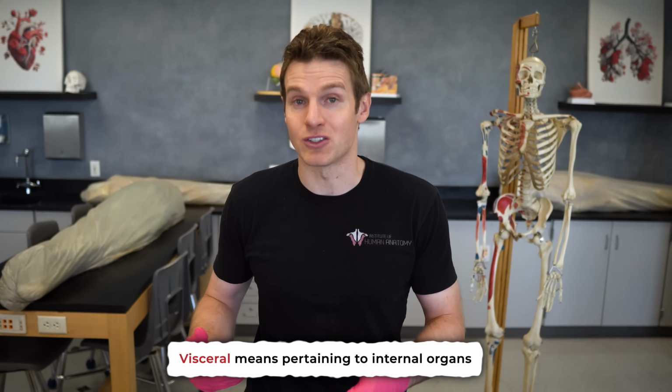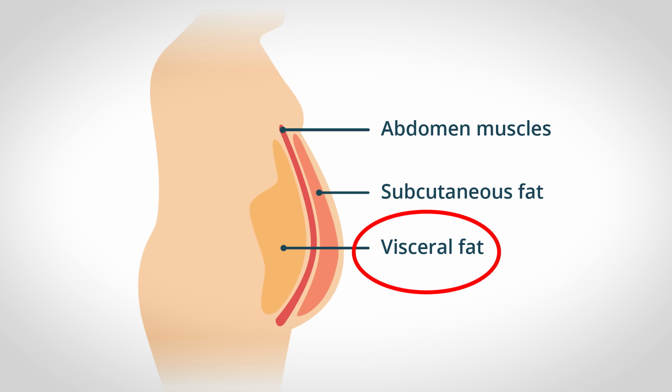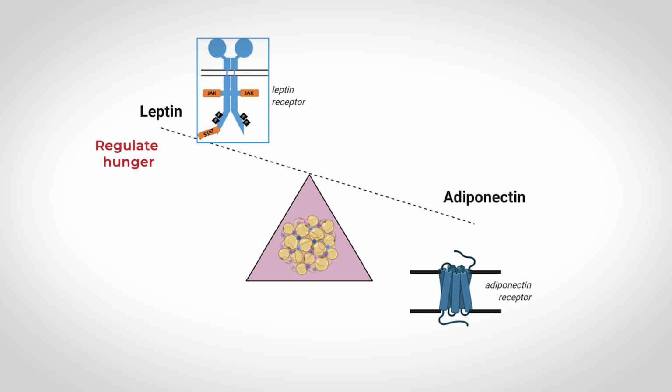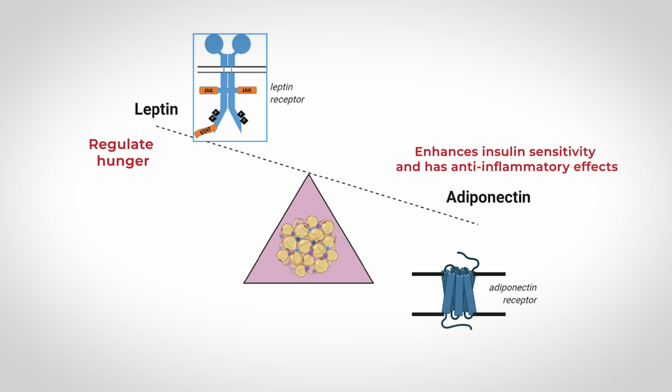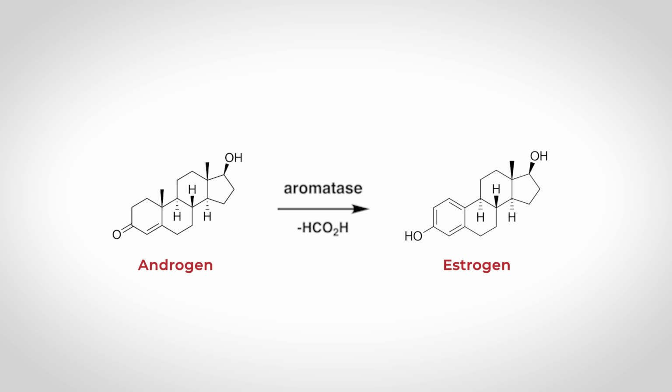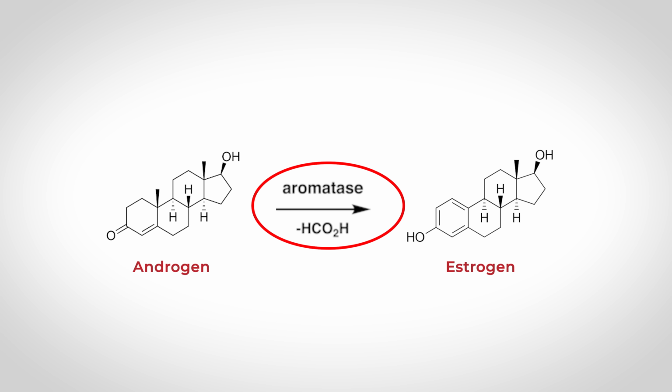Visceral means pertaining to internal organs, and so this is the fat that surrounds and protects your organs. Both visceral and subcutaneous fat are primarily made up of white fat, so they will be utilized for energy storage and will help to insulate the body, and both also produce hormones. This includes hormones like leptin to regulate hunger, and adiponectin, which enhances insulin sensitivity and has anti-inflammatory effects. It even produces estrogen by converting androgens, which are the primary male sex hormones, into estrogens via the aromatase enzyme. It also secretes various cytokines, which are signaling molecules that are involved in inflammatory responses.